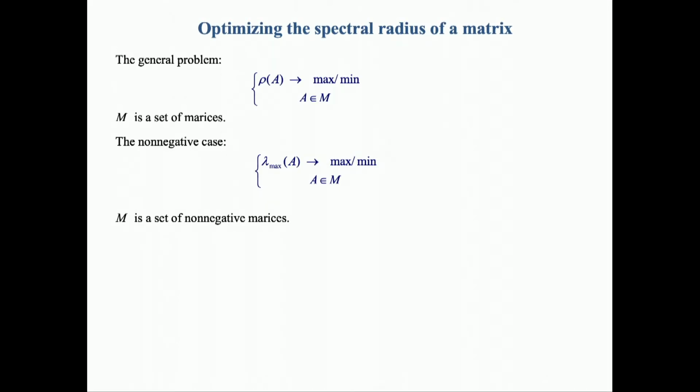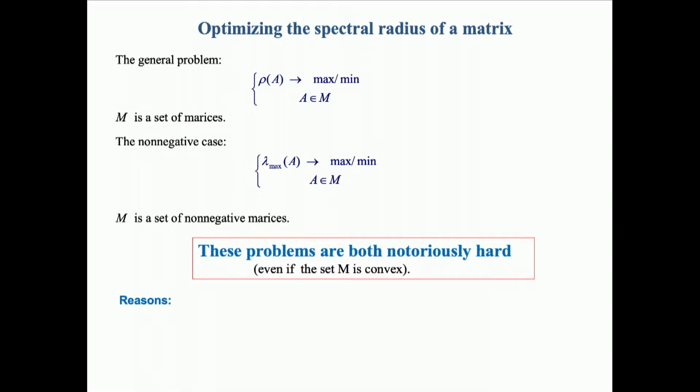So we have our two problems, minimizing and maximizing the spectral radius. And the general problem, of course, is to maximize or minimize the spectral radius over some matrix set. In our case, in the case of searching for the closest stable matrix, this set is just a unit ball in the set of matrices. But it can be arbitrary. And even for convex sets of matrices, the problem is hard. And there are two explanations for that.